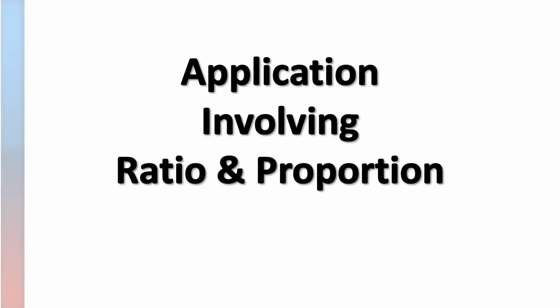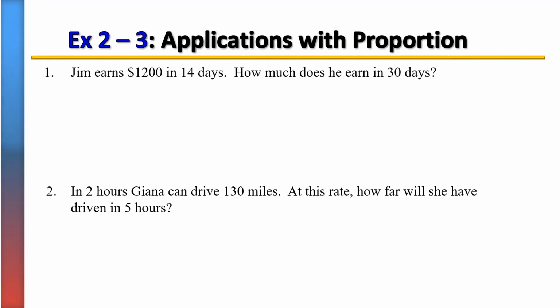Application involving ratio and proportion. Let's apply the proportion to real-world problems. Jim earns $1,200 in 14 days. At this rate, how much would he earn in 30 days? So recall, when writing a ratio, the first number that is mentioned is your numerator. The second number that is mentioned is your denominator. So that's my first fraction, and that's going to be on the left side of the equation.